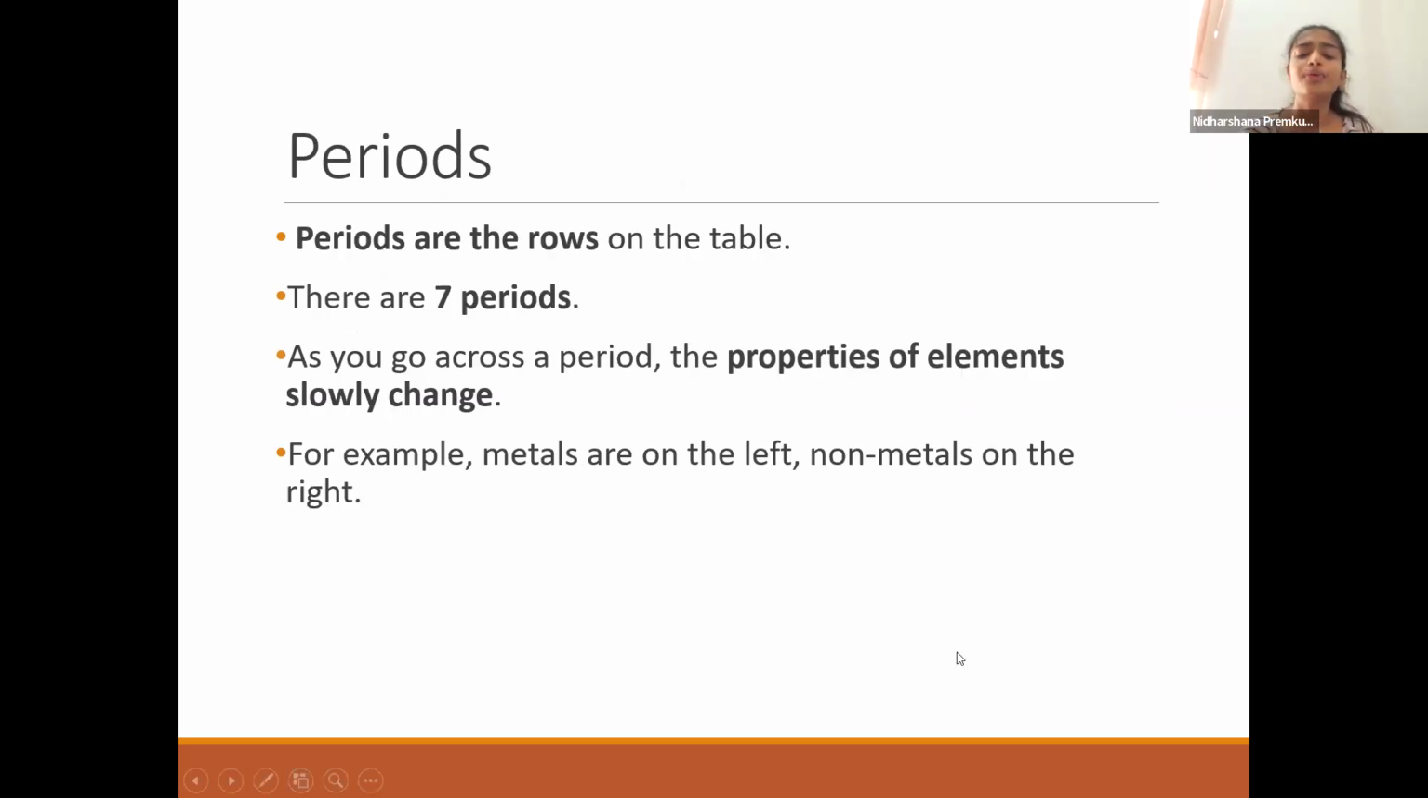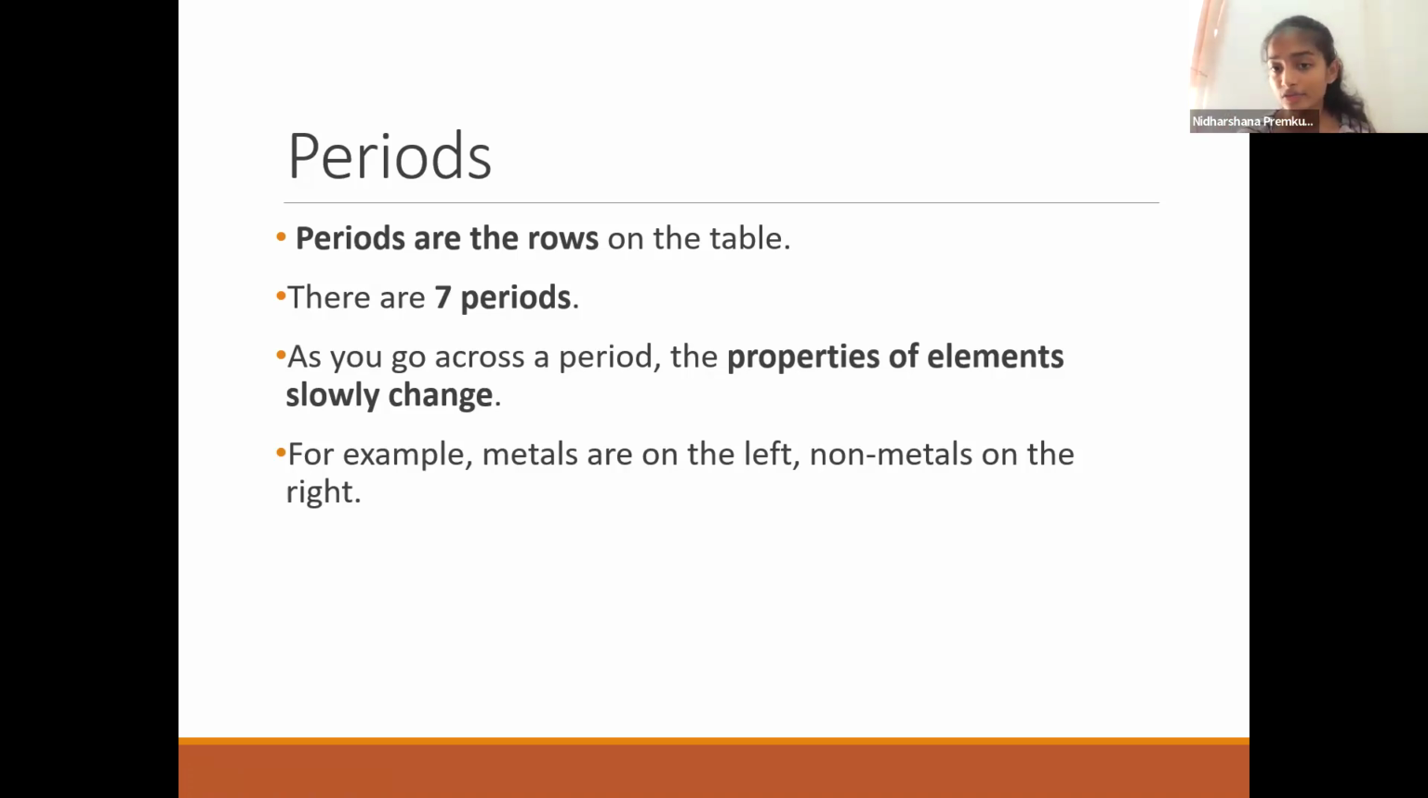Then, periods to remember. Periods, we know, are the rows on the table, and there are 7 periods in total in the whole periodic table. As you go across a period, the properties of elements slowly change. For example, metals are on the left-hand side, non-metals are on the right-hand side, and in the middle, we have the metalloids.